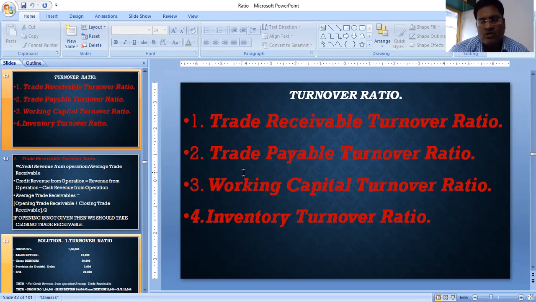So remember, in whatever turnover ratios, that part will go as the denominator. For receivables, the numerator is credit sales or credit revenue from operation. For trade payables, it is credit purchase. For working capital, it is revenue from operation. And for inventory turnover, it is cost of revenue from operation. This is the way you will remember. And T for turnover, T for times. The answer will be in times. So for these four ratios the answer will be in times, and the interest coverage ratio answer will be in times.